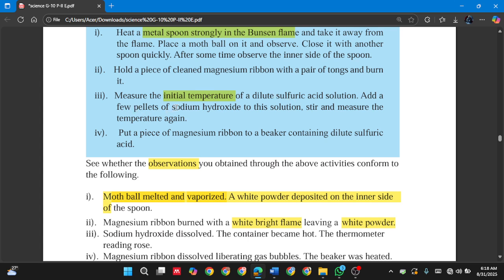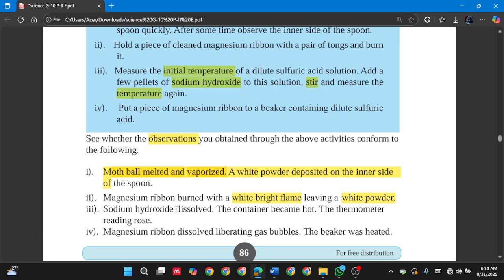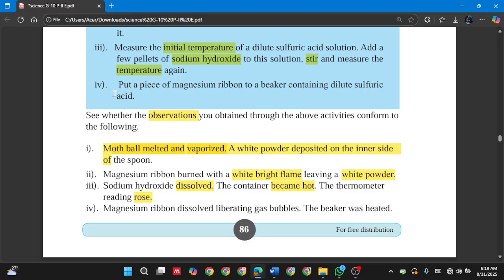Add a few pellets of what? Sodium hydroxide. Then stir, and after stirring for a little time, until all the pellets get dissolved, then you have to measure the temperature again. Sodium hydroxide dissolved and the container became hot. The thermometer reading rose. Okay, that means it has risen. Fourth one, put a piece of magnesium ribbon into a beaker containing the dilute H2SO4.